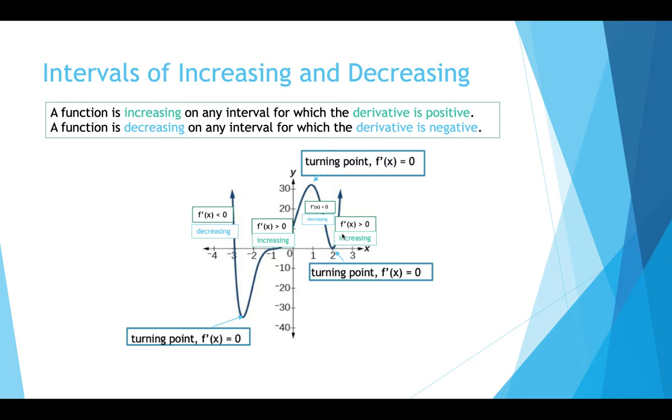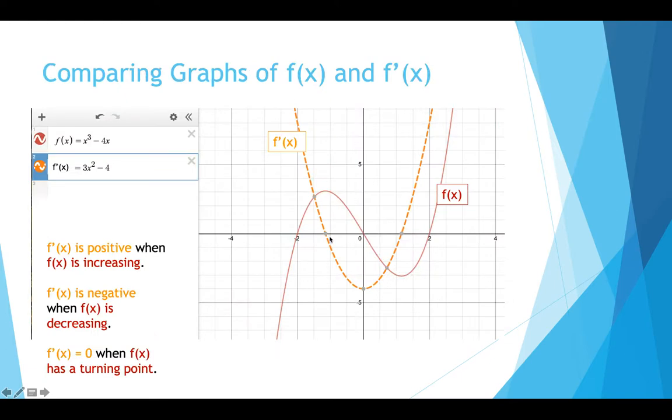Well, let's look. First, though, we're going to reiterate that a function is increasing on any interval for which the derivative is positive. So again, here where the derivative is greater than 0, our original function is increasing. Here where the derivative is positive, our original function is increasing. A function is decreasing for any interval for which the derivative is negative. So if you know the derivative is negative, then you know the original function is decreasing like it does here and here.